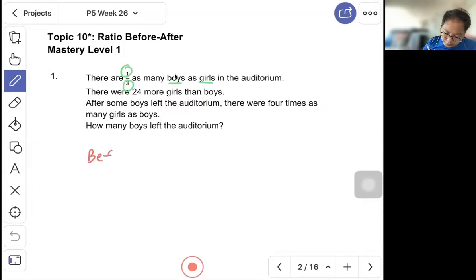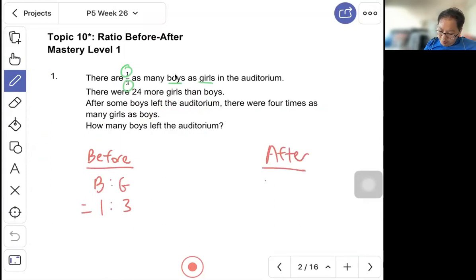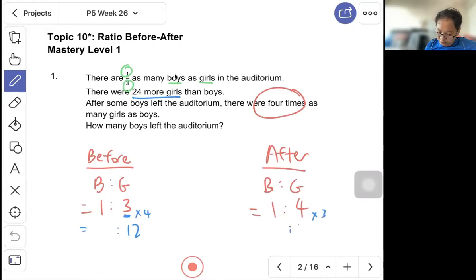So before, boy to girl is 1 to 3. After that, boy to girl becomes 1 to 4, so girls are four times. There were 24 more girls than boys. Let's make the ratio the same first. The girls will be the same. Here 3, I times 4, I get 12. Here I times 3, I get 12, because only boys left, so the girls will be the same. So here I will get 3, here I will get 4.